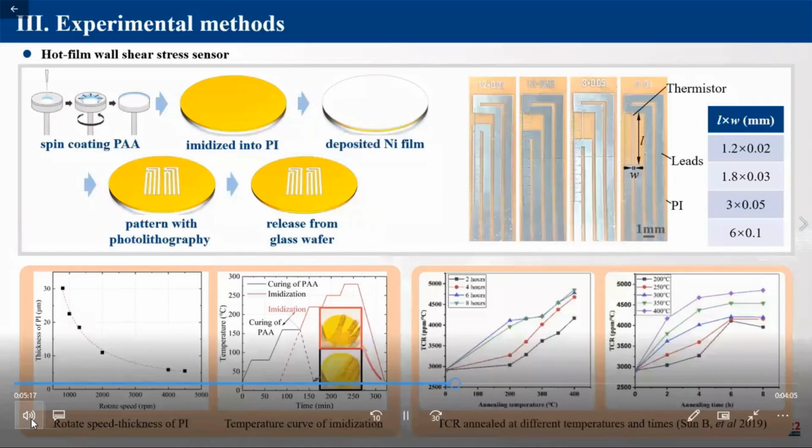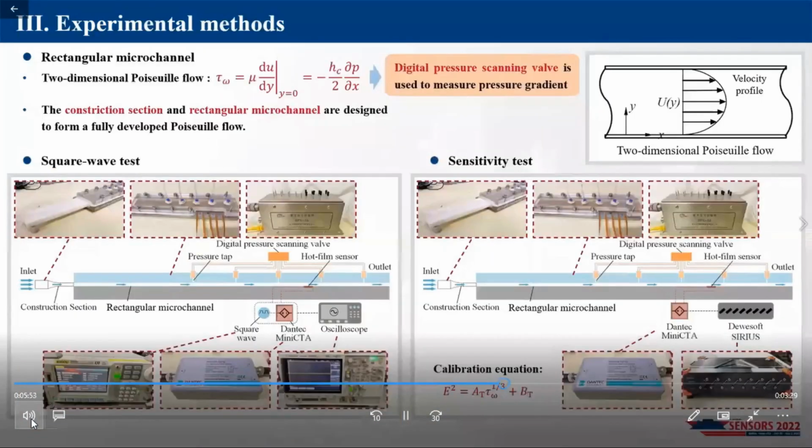The parameters of spin coating and thermoimidization of polyimide have been studied to produce flexible substrates with excellent properties. We also studied the temperature coefficient of resistance, or TCR, annealed at different temperatures and times. High TCR can improve the sensitivity effectively. Now we are able to achieve a TCR of 5,100 ppm per degree centigrade for nickel thermistors, which is the highest of its type.